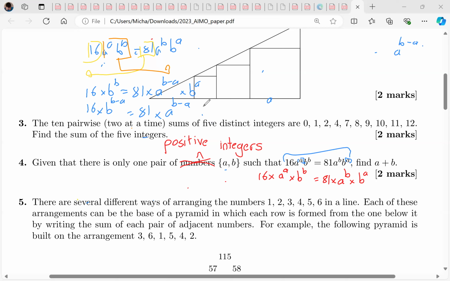So 16 is actually just 2 times 2 times 2 times 2. And 81 is actually 3 times 3 times 3 times 3. We do this thing. Is equal to 3 to the 4 times A to the B minus A. So what would we do here? What would we do here?